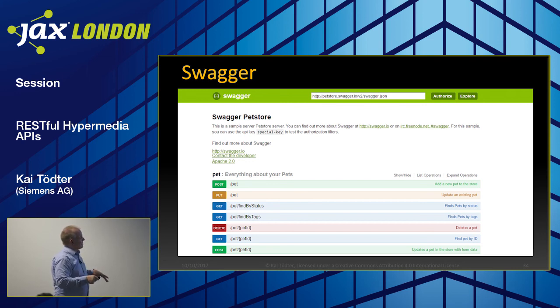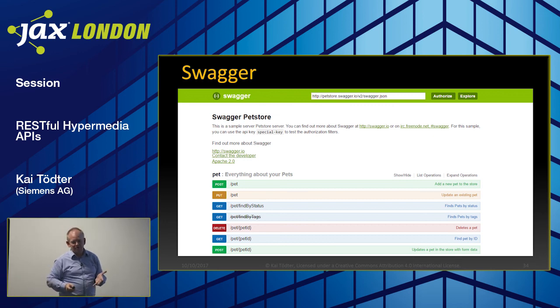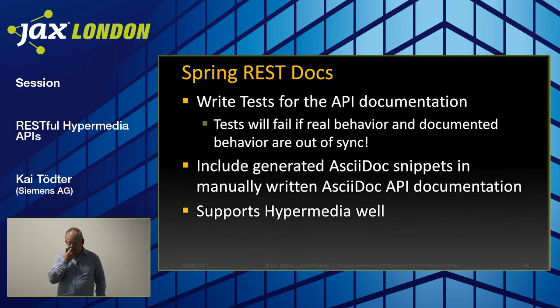If someone then has to implement a client, he would take a look at this and, okay, here, the path is the endpoint, pet/findByStatus, copy that in, and tomorrow if the API changes, the client would break, right? And in the new OpenAPI v3, there's something like links, but it's only a starting point. Right now it's not usable for hypermedia. So I wouldn't recommend using Swagger for documenting REST APIs with hypermedia. What I would recommend would be Spring REST Docs.